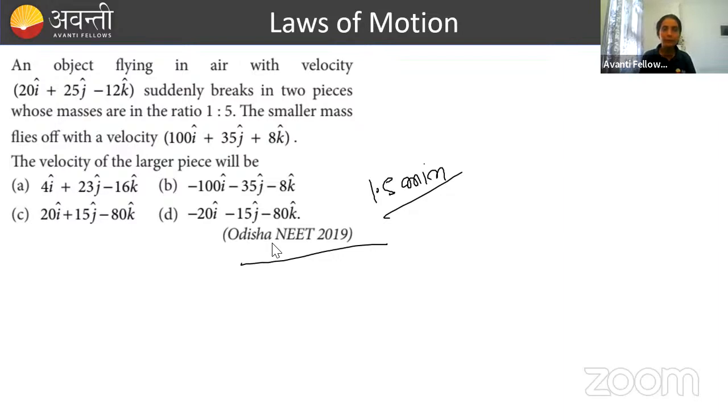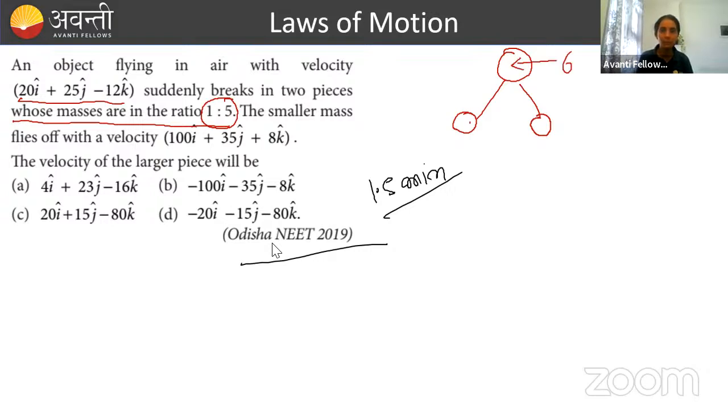I'm giving you a hint here. An object flying in the air with velocity this suddenly breaks into two pieces whose masses are in the ratio this. Okay. So we have a big body, and this big body is breaking into two small parts. One part is having mass, like their masses are in ratio what? 1:5.